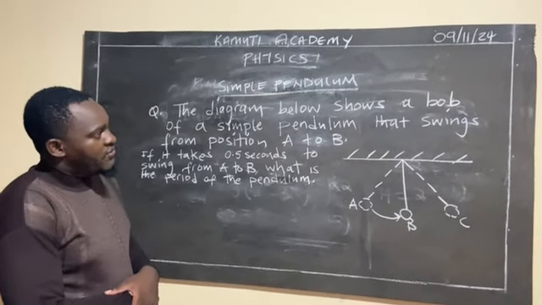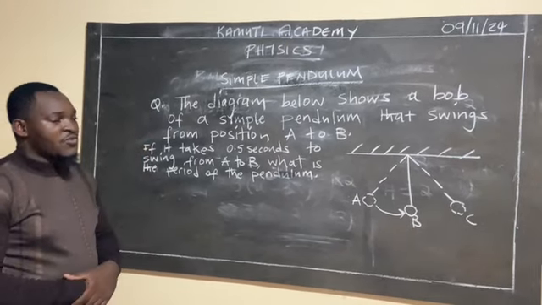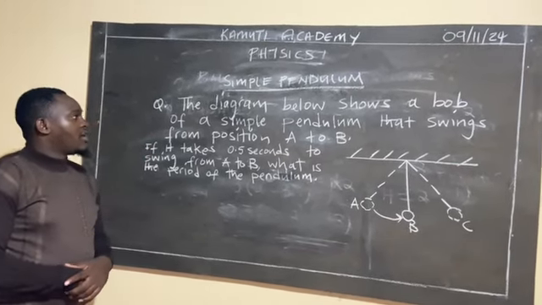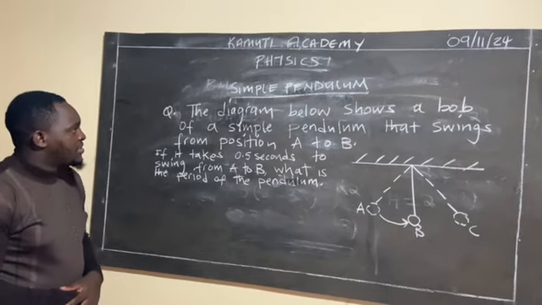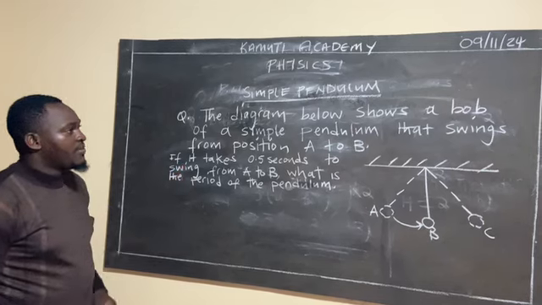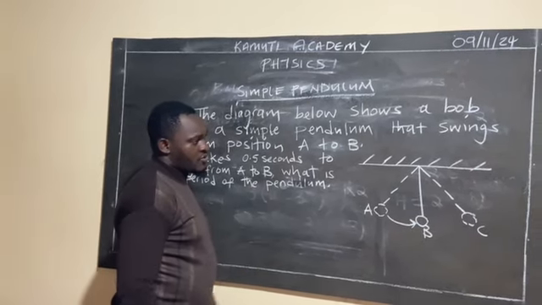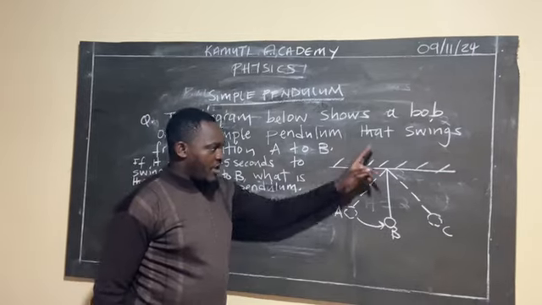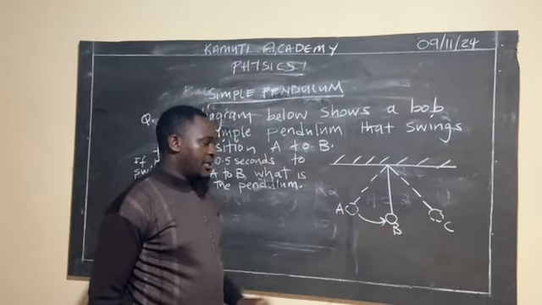Now we have one question that I want us to look at so that we can solve this together. This question is coming from a past paper. The question reads: the diagram below shows a bob of a simple pendulum that swings from position A to B. So this is a bob of a simple pendulum that has swung from position A to position B.